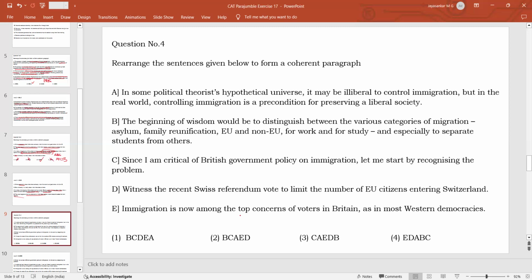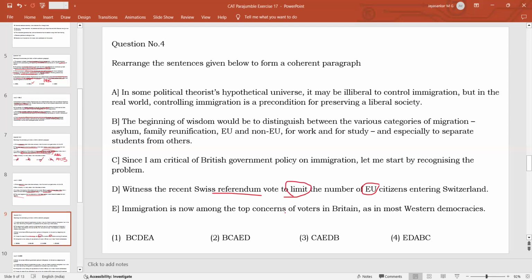Immigration is now among the top concerns of voters in Britain, as in most Western countries. So immigration is a very big concern among the voters in Britain and in most Western countries. Then, witness the recent Swiss referendum vote to limit the number of EU citizens entering Switzerland. What is a referendum? An opinion poll among the voters of a particular country is called a referendum. Here the referendum was conducted among the citizens of Switzerland, and they voted to limit the number of EU citizens entering Switzerland. It means they said that all the European Union countries should not be given free access into Switzerland. There should be some limit to the number of people entering Switzerland.